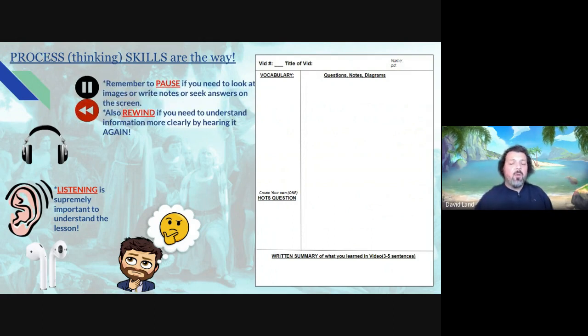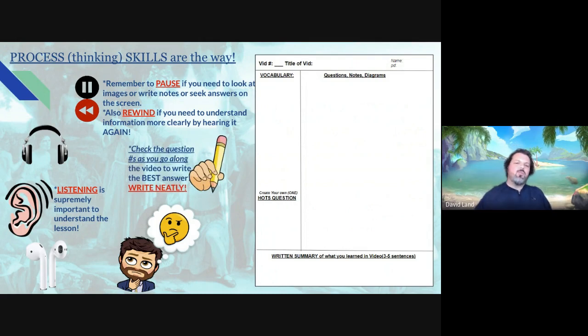If you don't get that information, you can rewind. You can pause the video. You can do some thinking, some writing, some drawing on your paperwork, and get those answers down, especially if you're in my class. Also, check those questions on your sheet, your Cornell notes. On the screen, they're going to look a lot like that. You can always rewind and pause me to get that information down.